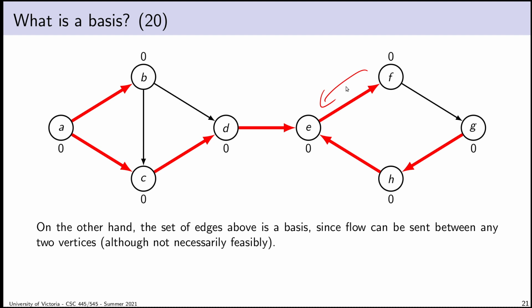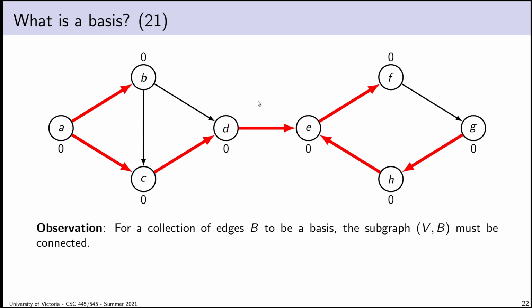We just care if there's some way, even if we have to travel in reverse along an edge, to get from any vertex to any other vertex. So basically the observation we're making is if you give me a collection of edges B, for that to be a basis, it appears to be required that this subgraph of all of the vertices, but just those edges, be connected. I should actually say weakly connected because it is still a directed graph.